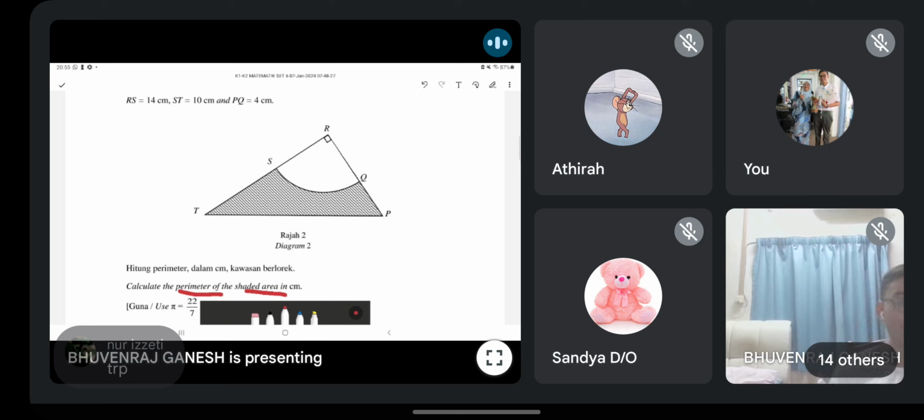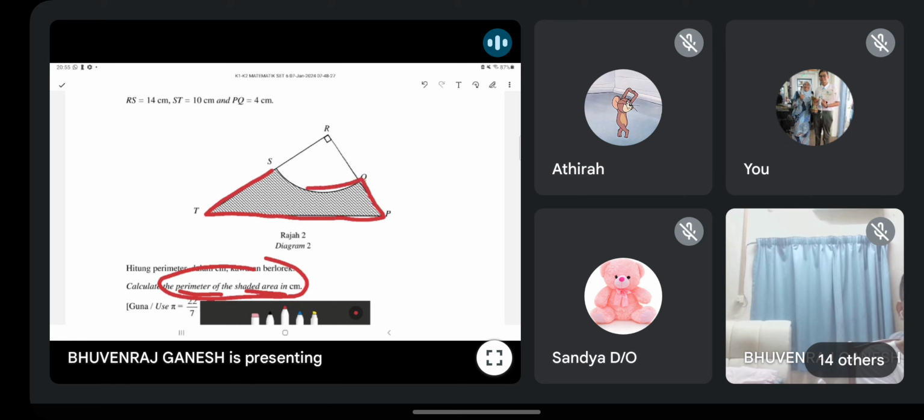Okay, very good. Kamu kena cari perimeter. Shaded area is a T. Kawasan berlorek. Maksudnya perimeter yang ni sahaja. This one. Careful lah. Jangan careless kat situ. Okay, so they say that. Oh, SRQ. Yes, betul. Kamu cari panjang lengkok SQ. You find this arc first.